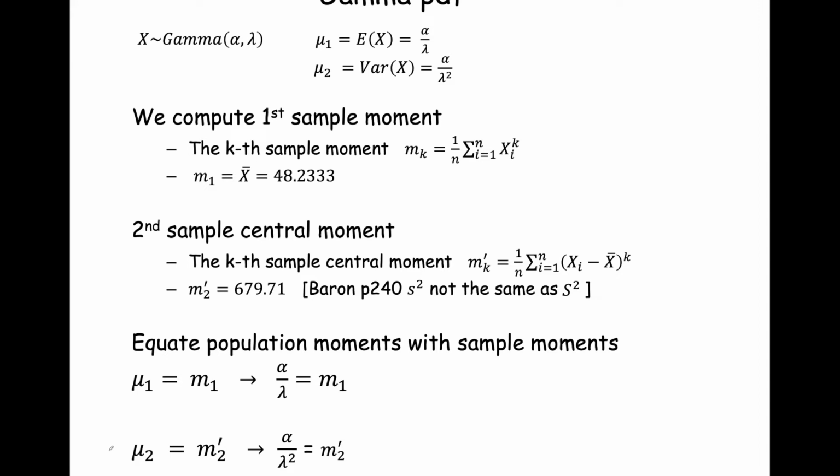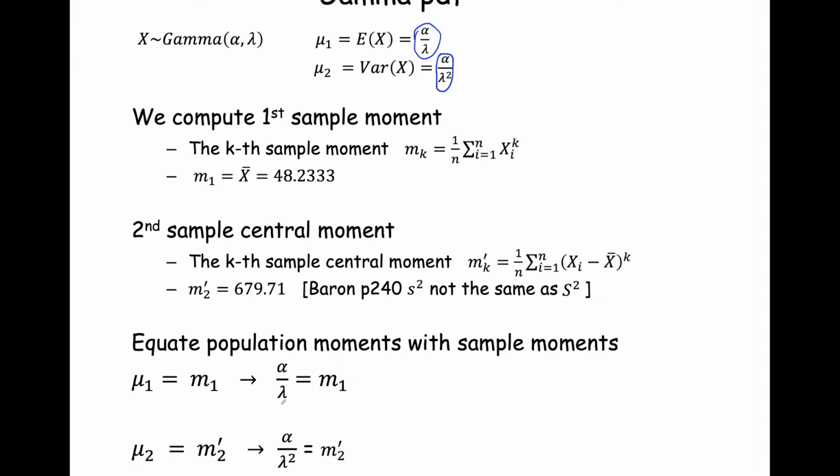Okay, so let's try this. We'll substitute for what our population moments are. For mu1, we just said, is alpha upon lambda. Mu2 is alpha upon lambda squared. So we have a system of two equations. We have alpha upon lambda is equal to m1, and alpha upon lambda squared is equal to m2 prime.